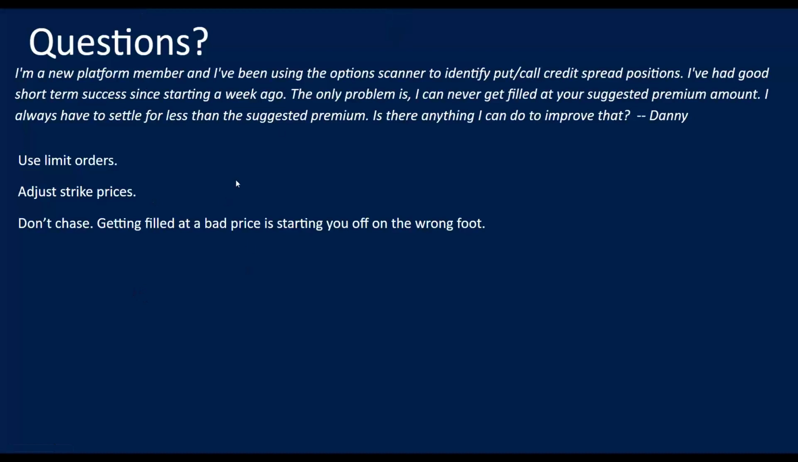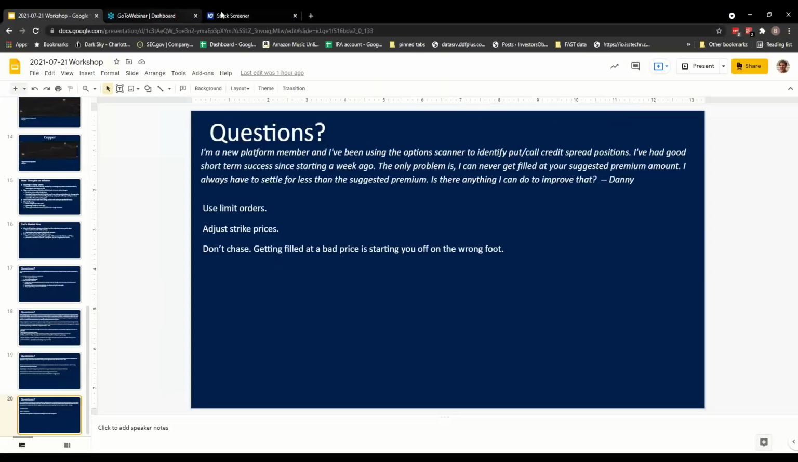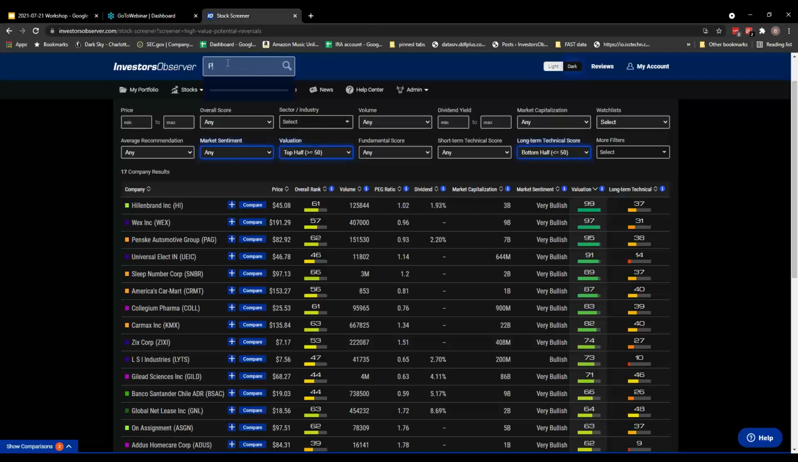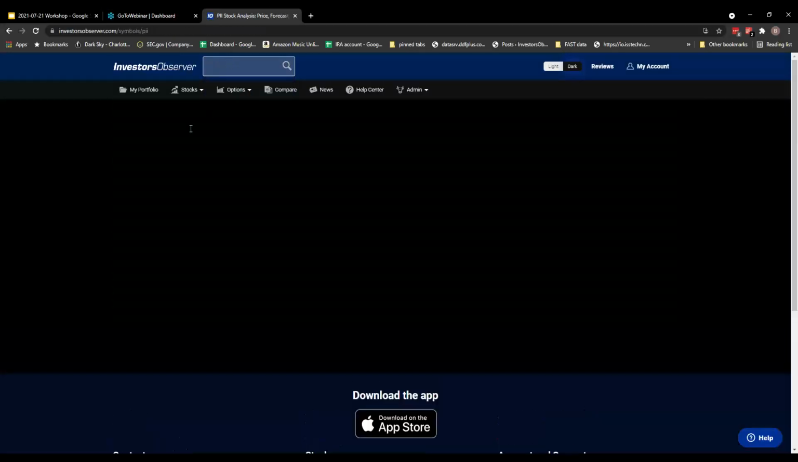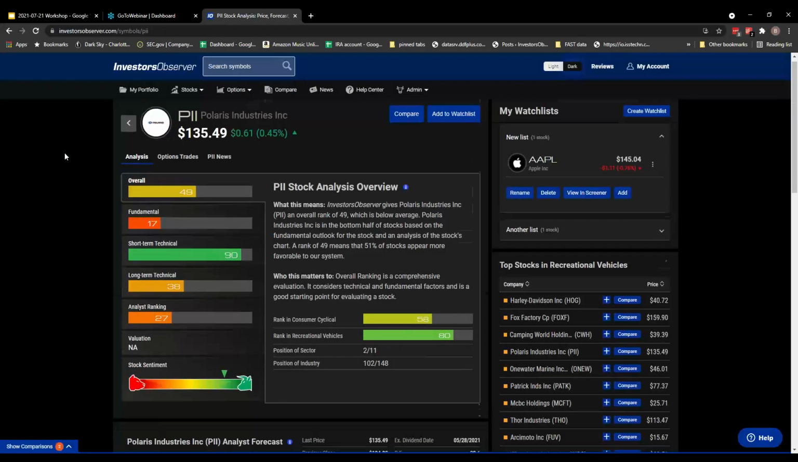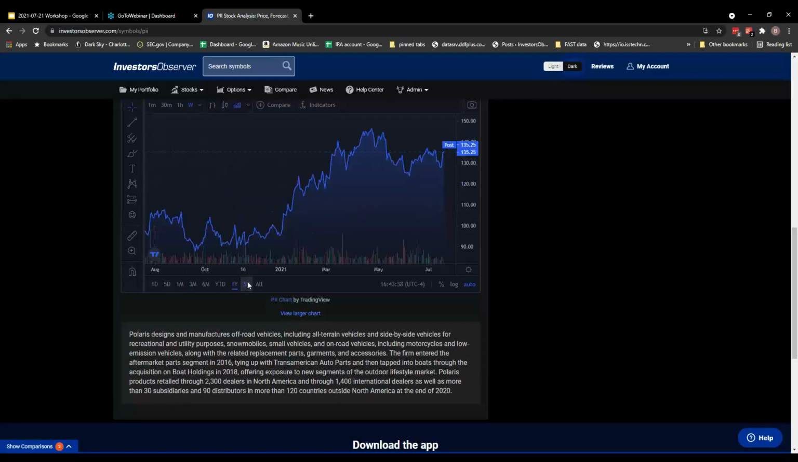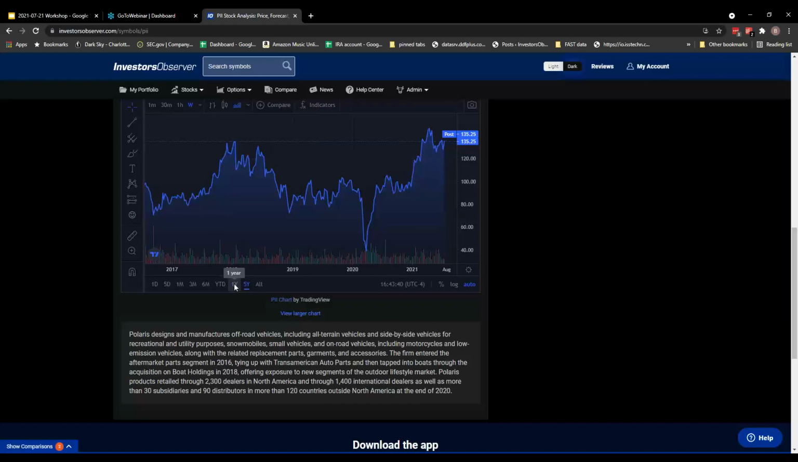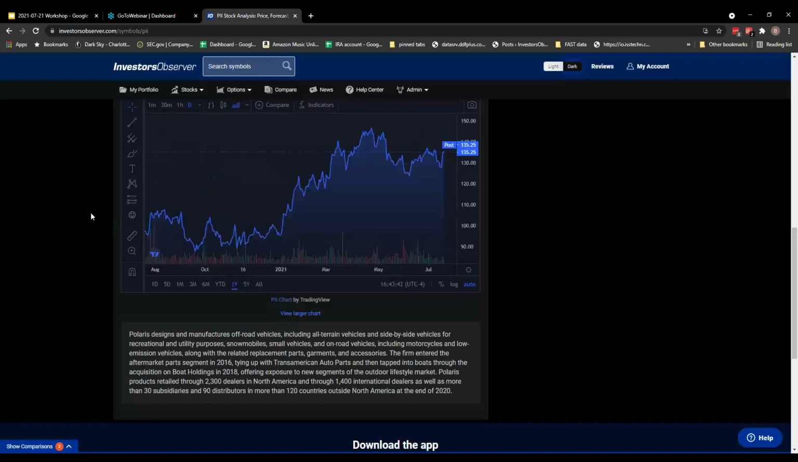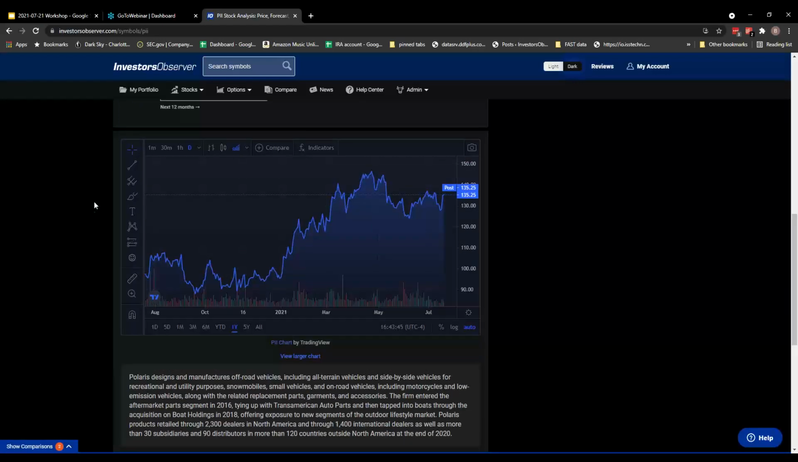All right, so Umar said he wants to see some charts on PII and Peloton. Yeah, so Polaris makes off-road vehicles, four-wheelers, and I think some snowmobiles, stuff like that.